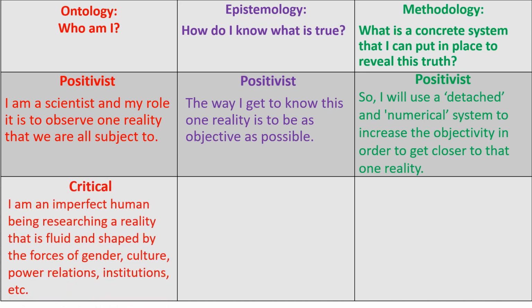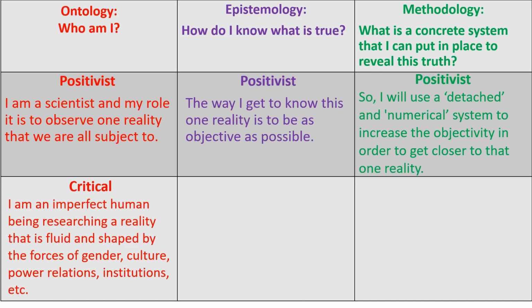At the other end of the spectrum is the critical paradigm. The ontology of the critical theorist is that he is an imperfect human being. He is not a detached scientist. He is just a human being trying to figure things out. He is just a human being that is researching many realities. Many realities. These realities are fluid and impacted by the forces of race, gender, culture, power, etc.